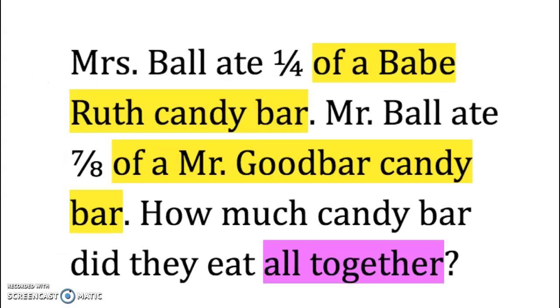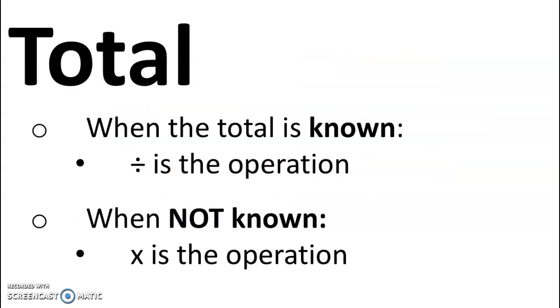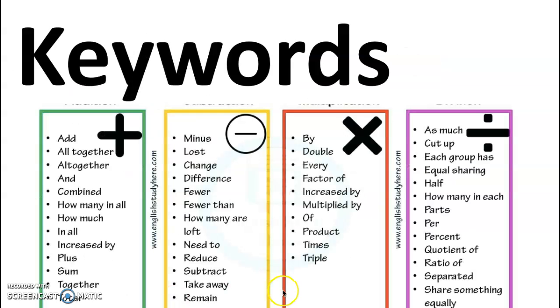Let's look for keywords. So Miss Ball ate 1/4 of the Ruth candy bar. Mr. Ball ate 7/8 of the Mr. Good candy bar. Now I'm looking for keywords. Ooh, all together. Now thinking back to my keywords, I'm gonna go back in the slides, and I'm looking for a match. Does all together match anything? Oh, there it is right there, all together.